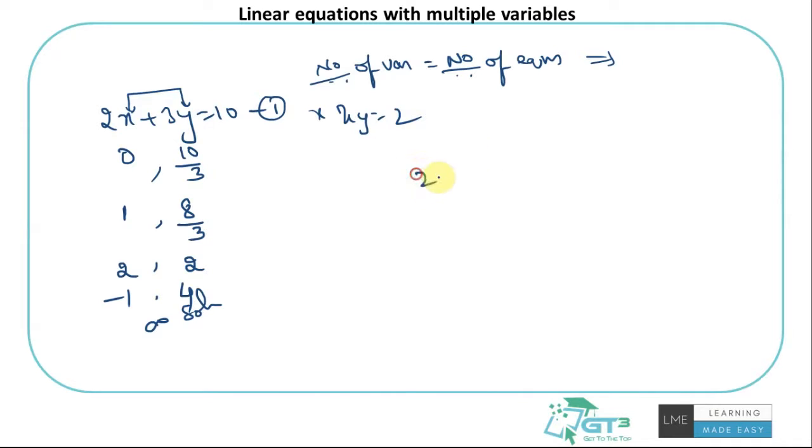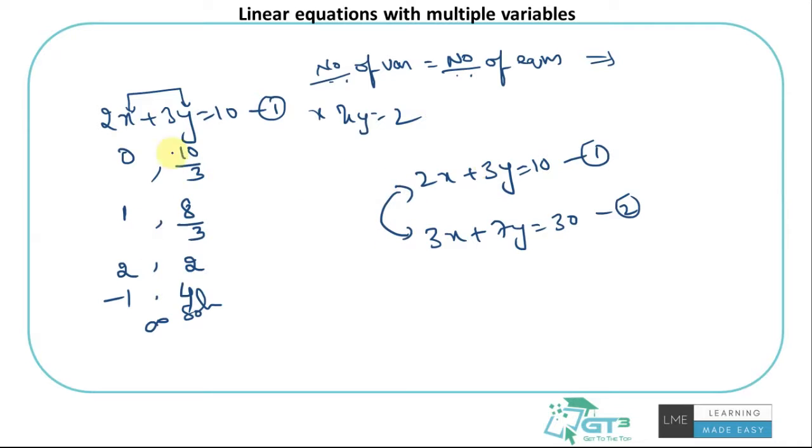Let's say like this. 2x plus 3y is equal to 10 is one equation. I have another equation like 3x plus 7y is equal to 30. Now I have two equations, two variables. Then I should ideally be able to get a unique solution, that is one pair which will satisfy both.